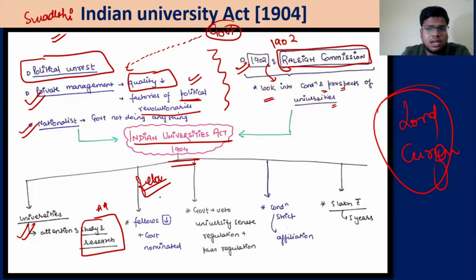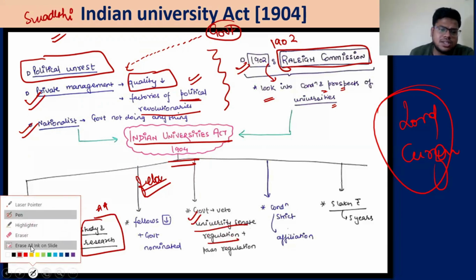Those people are coming into our hostels and becoming political revolutionaries. You can compare it with the current JNU issue. Then the government said we will nominate these fellows, we will screen these fellows. Those who are pro-government will be given the fellowship, not the others. The government said we will veto the university senate regulation.